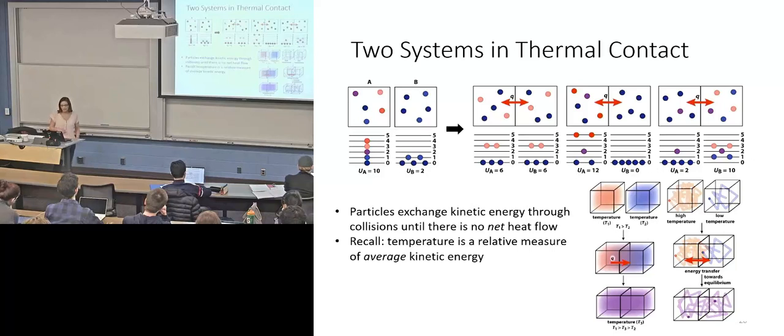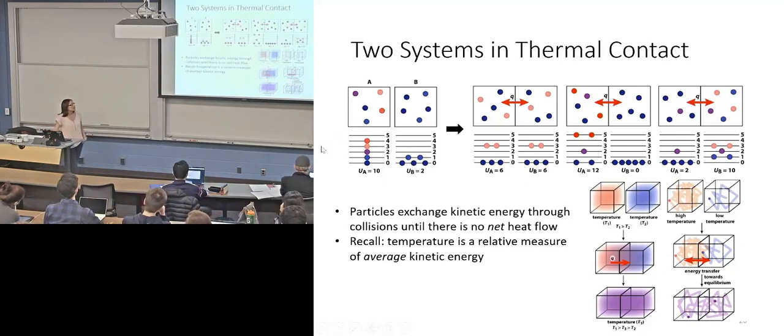Temperature is a relative measure of average kinetic energy. So in these illustrations, we're assuming each energy level is associated only with kinetics. All of these molecules are, say, just a point for an ideal gas molecule. They don't have potential energy right now.